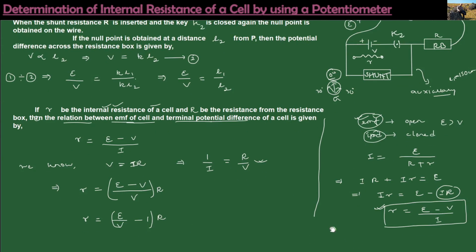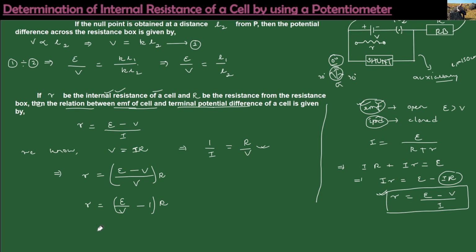But if you're using the potentiometer wire, we already know this ratio of E by V from this result, which is equal to L1 divided by L2. So r equals L1 divided by L2 minus 1, into R. That will be the relation to find out the internal resistance r of the cell.